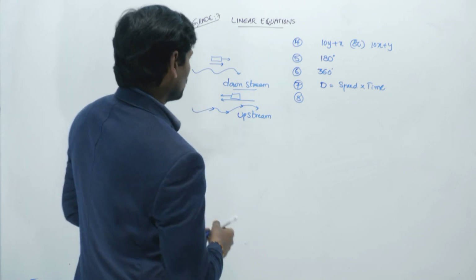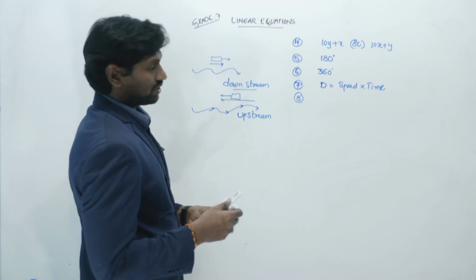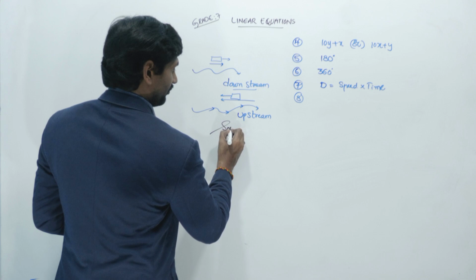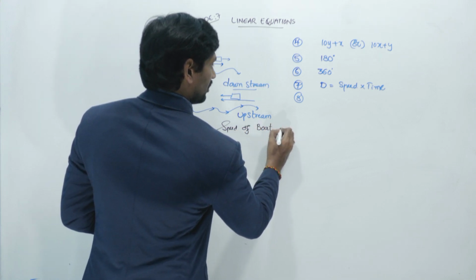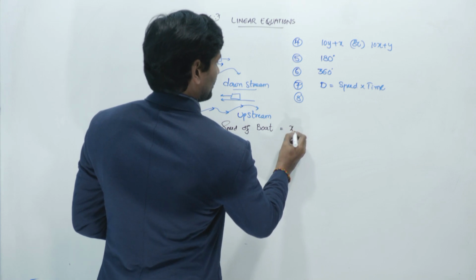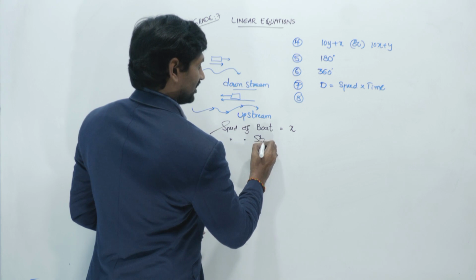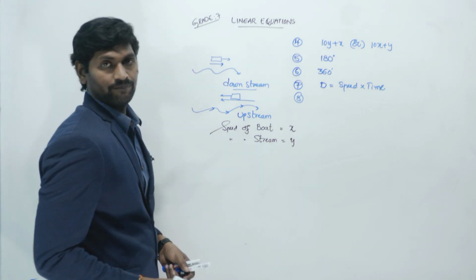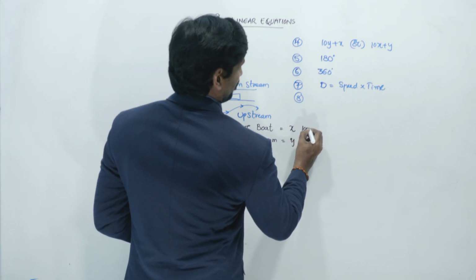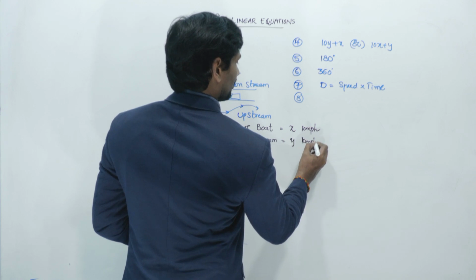You should remember this. I am considering the speed of the boat as x. Same way, the speed of the stream, or current, or whatever water we are taking, as y. Speed is in kilometers per hour, so here also kilometers per hour.